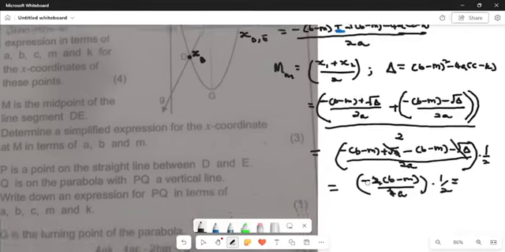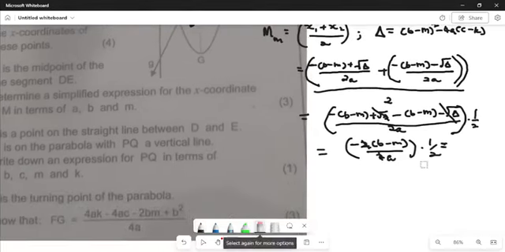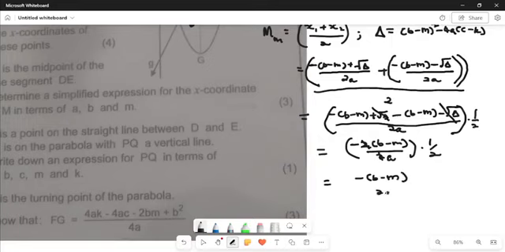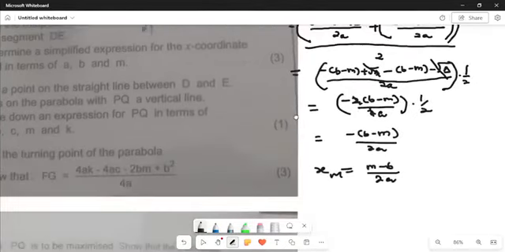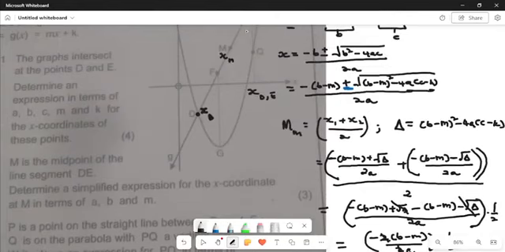Let's just substitute in our half. So we'll have minus b into (b minus m), and then we'll have 2a. Then we can rewrite this as m minus b divided by 2a. So this is our x value at that midpoint. It is represented by the value m minus b divided by 2a.